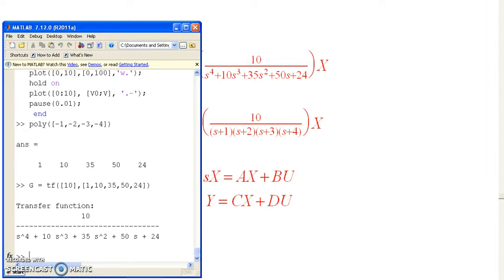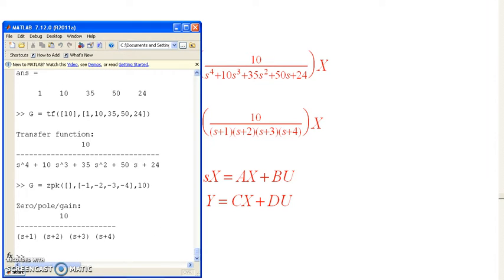And voila, there's G of s. If it's in factored form, I can input it in terms of poles and zeros. Here there are no zeros. Poles are at -1, -2, -3, -4. Again, on top is 10.